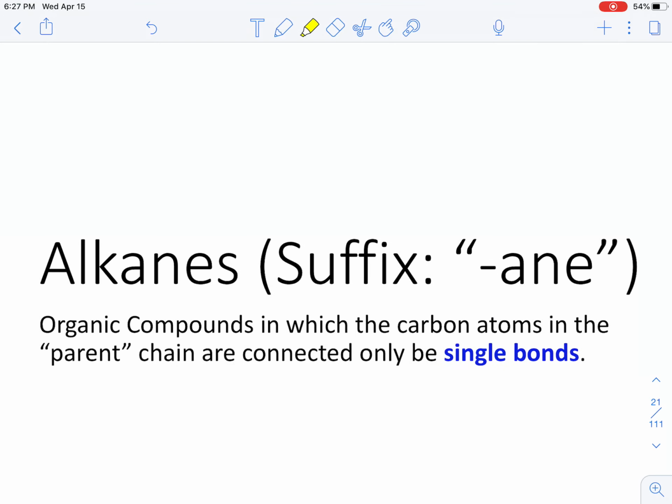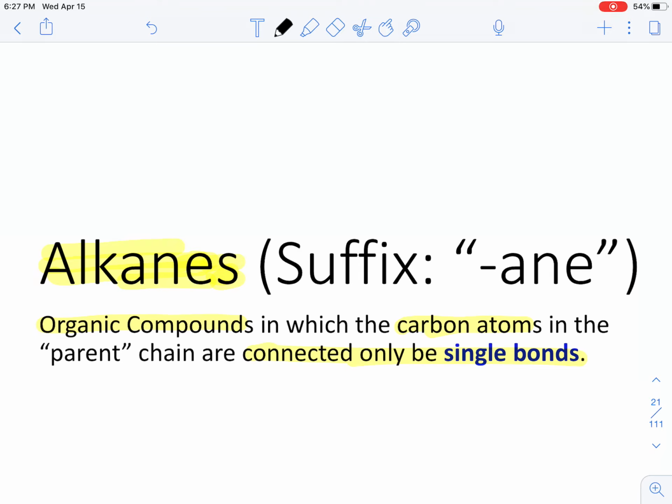So the word alkane is a general term that organic chemists toss around to describe organic compounds in which the bonding between the carbon atoms is only a single bond. And so you're going to see a variation of the root word alk, right? So you can have an alkane, an alkene, an alkyne.